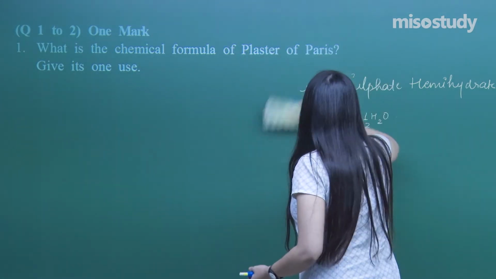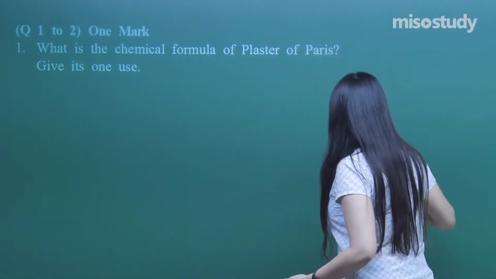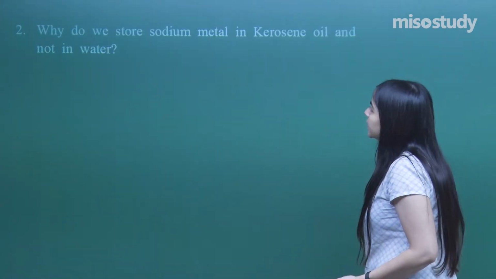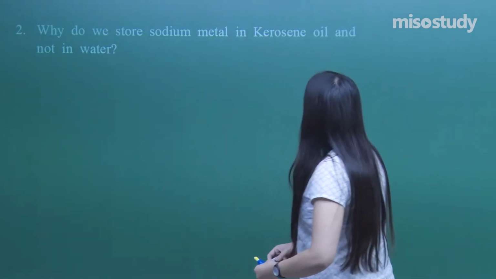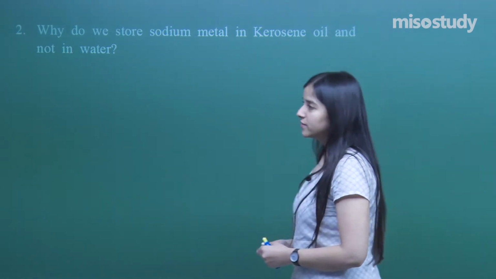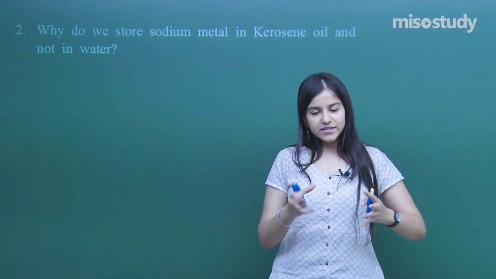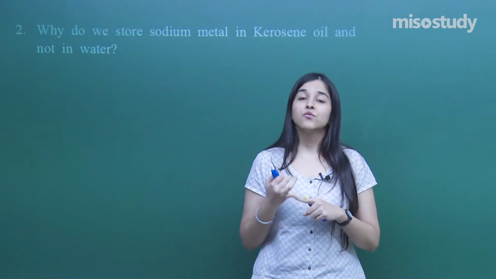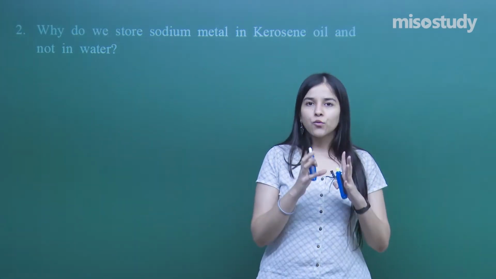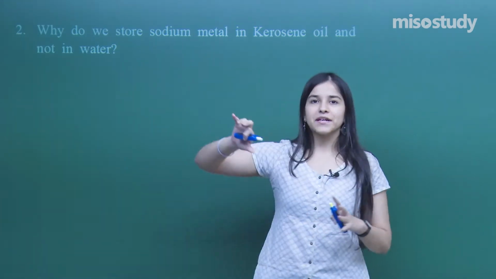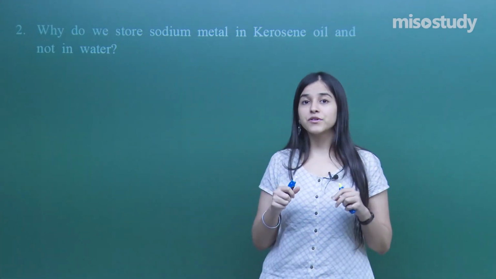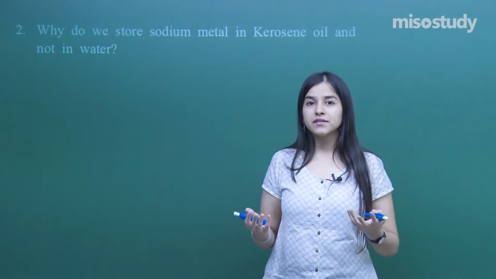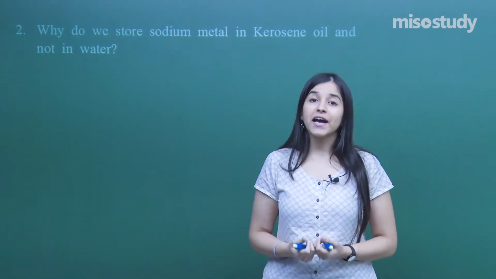Let's move on further. What do we have in the next question? Why do we store sodium metal in kerosene oil and not in water? You know this. It is stored in kerosene oil in order to cut the supply of air and water, both. What happens to the sodium metal whenever it reacts with water? Explosions. It will catch fire.